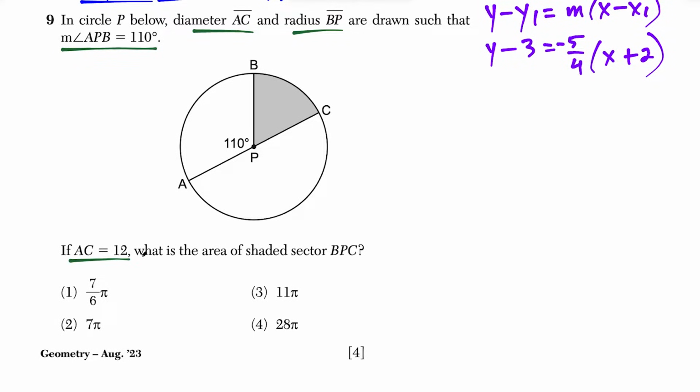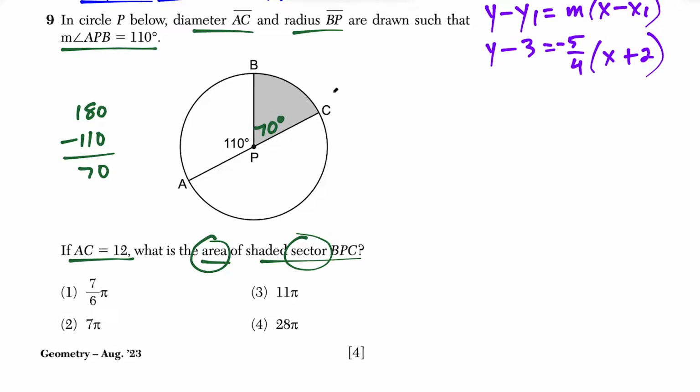If AC is equal to 12, what is the area of the shaded sector BPC? So for a question like this, the first thing I would do is find the measure of this central angle inside this shaded region over here. And notice that we have a straight line, so we could just do 180 minus 110 because a straight angle is 180 degrees. So if we do the subtraction here, this tells us the measure of the central angle is 70 degrees. So now they want us to find the area of the shaded sector.